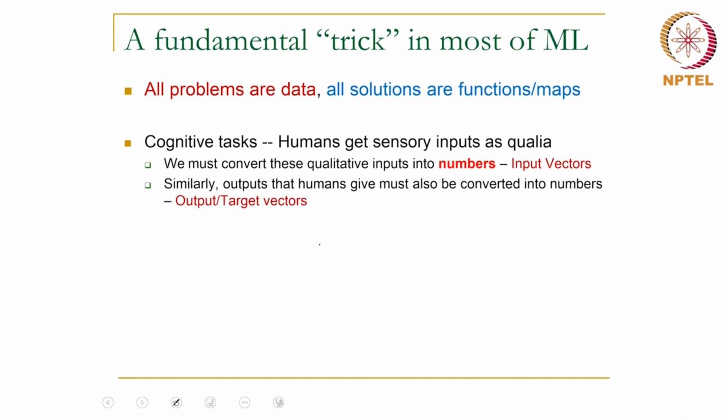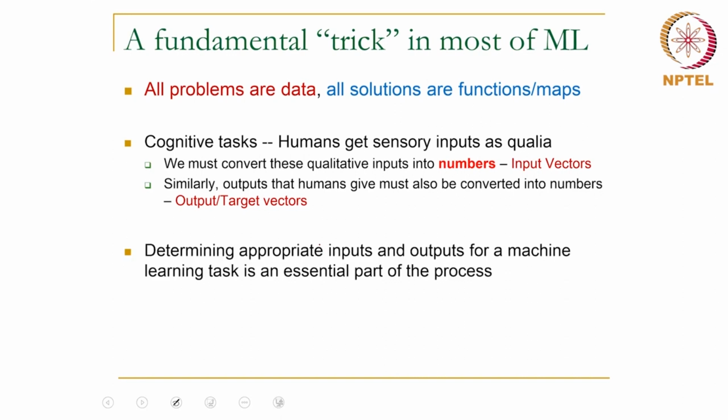Similarly, output we turn into other numbers. For example, instead of saying spam or not spam, I could say 0 and 1. So the idea is the machine only knows how to map numbers to numbers, and the machine only knows how to process numbers. It doesn't really know how to process images or even sounds. You can do that only if you convert it digitally into some number format. Now, how you do it depends on your cleverness, and that can make the problem easy or difficult. So appropriate inputs, how to convert it, is an essential part of the process.